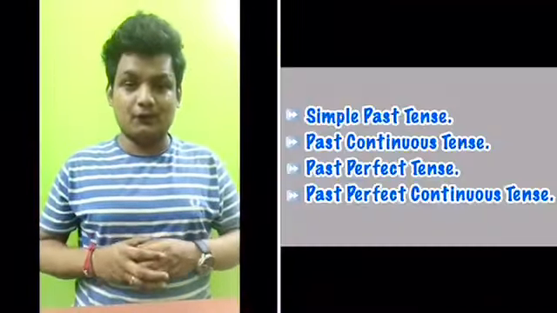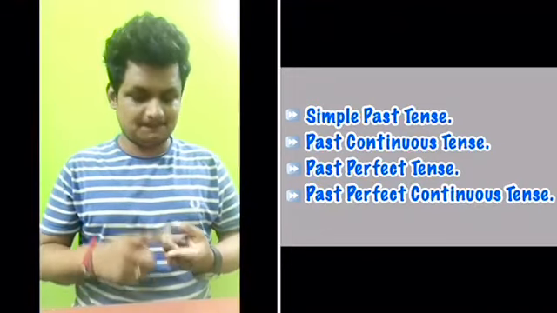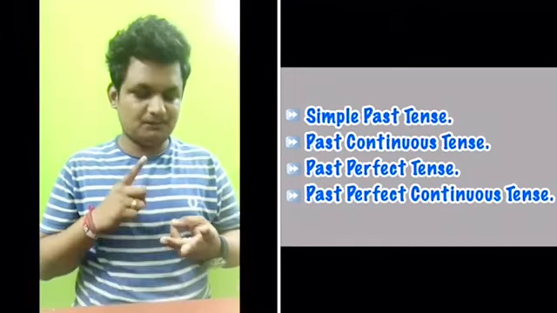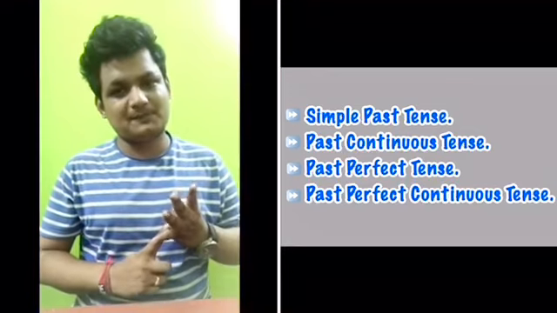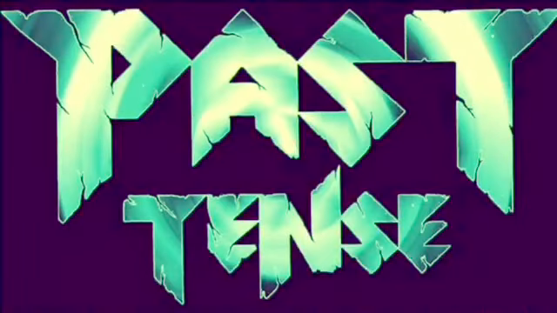Now, past tense is of four types: simple past tense, past continuous, past perfect, and past perfect continuous. So, students, this is our digital classroom. Now, let's learn something more. Let us begin with the simple past tense. I'll show you the two basic structures of the same and its usage.